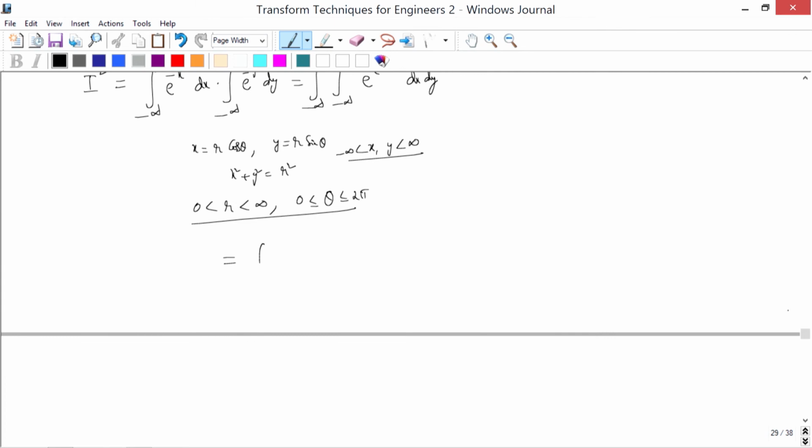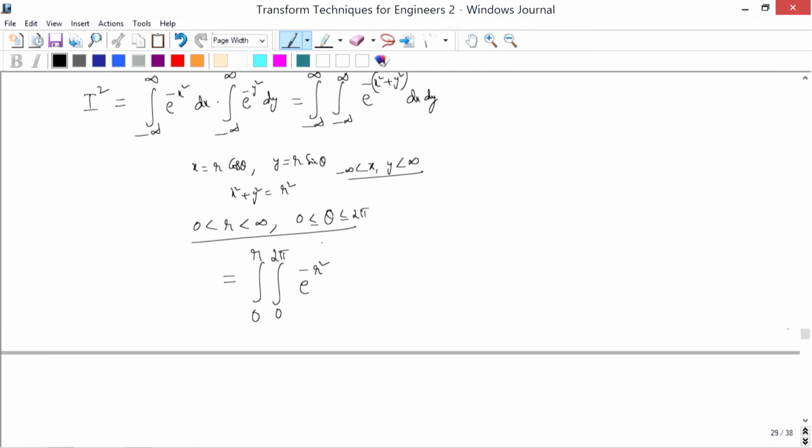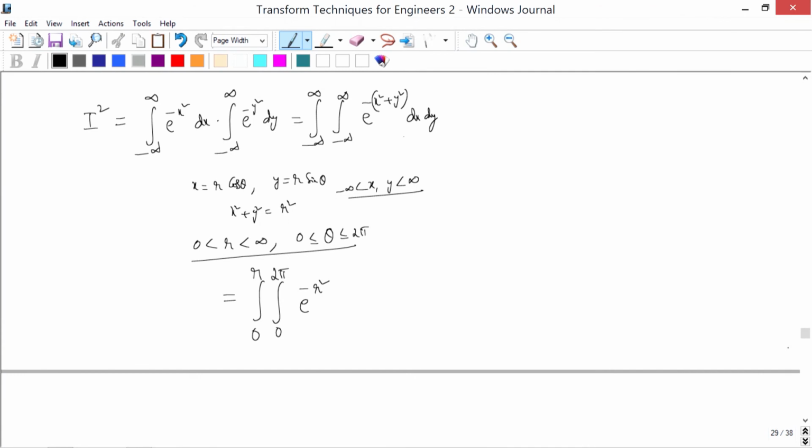So, your integral now becomes the integral over r from 0 to infinity and theta from 0 to 2 pi of e power minus r square, with dx dy replaced. This is a change of variable formula from multivariable calculus. How do you find this? dx dy is equal to the modulus of the determinant of some matrix, the Jacobian, times dr d theta.